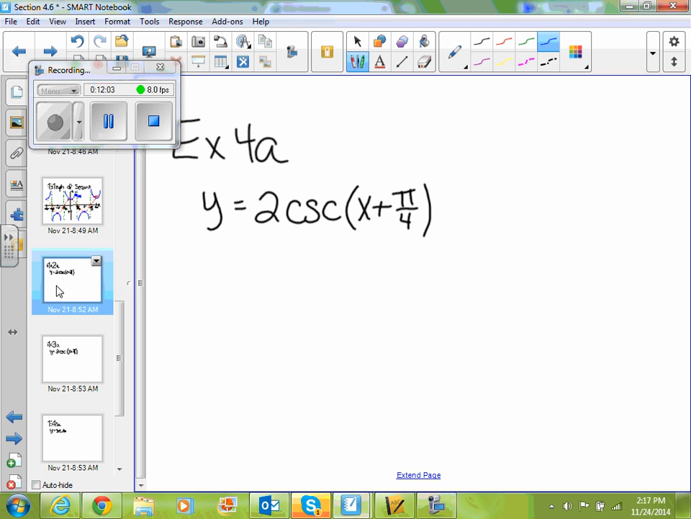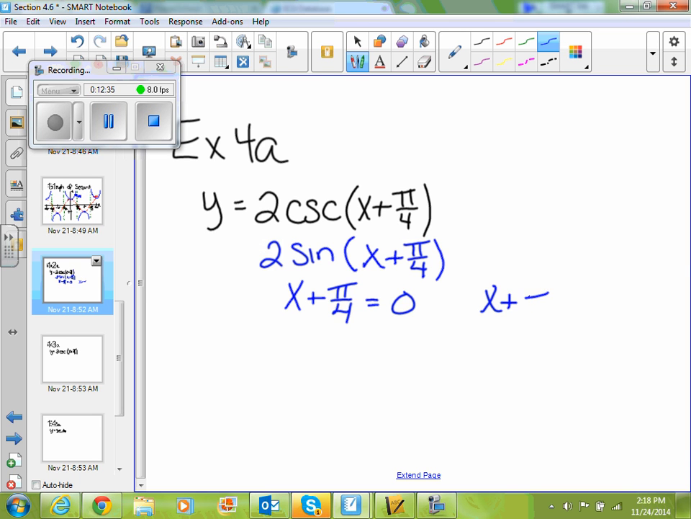Okay, so I'm going to graph y equals 2 cosecant of x plus pi over 4. I know that cosecant is the inverse of sine. So what I'm actually going to do is graph 2 sine of x plus pi over 4, because that then tells me where my cosecant graph is going to be. And so if I go to graph 2 sine of x plus pi over 4, I know that to find my endpoints, I have to set x plus pi over 4 equal to 0, and x plus pi over 4 equal to 2 pi.